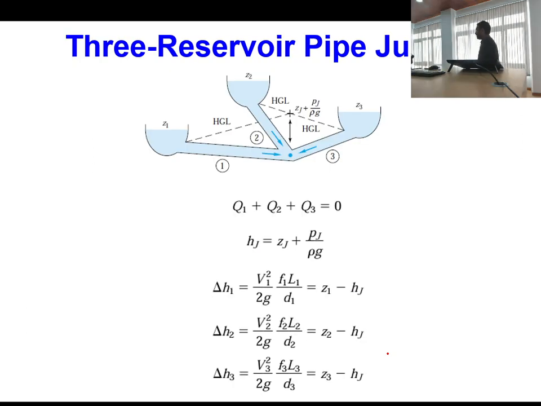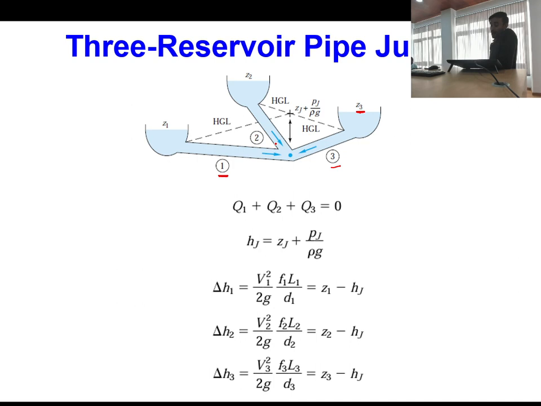Now the next case we can have is the 3 reservoir pipe junction. Okay, so in case of a 3 reservoir pipe junction, what we need to do, this is the junction. Is this point clear? So this is our junction, and through this pipe 1 it is connected to one reservoir which is having elevation level Z1. Okay, through pipe 3 it is connected to reservoir 3 which is having elevation level Z3, and reservoir 2 is connected through this pipe 2.